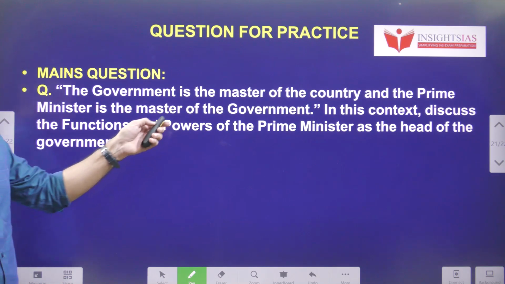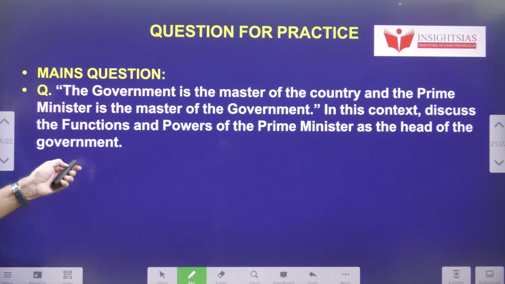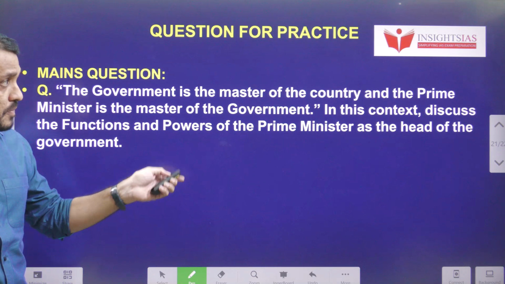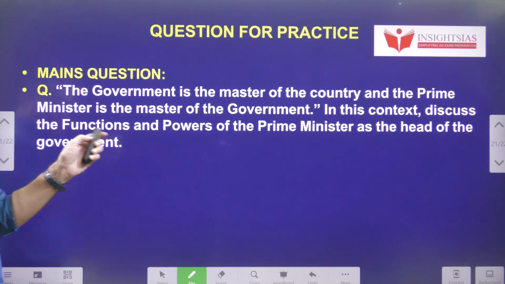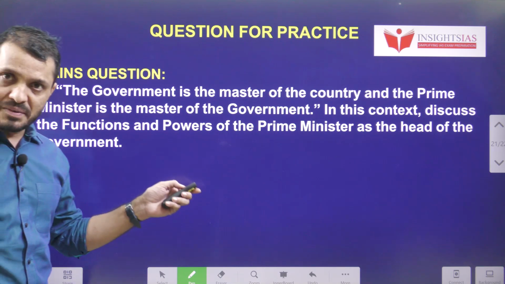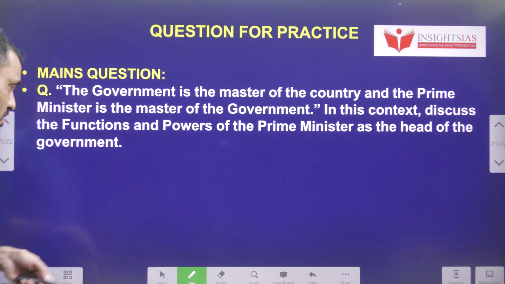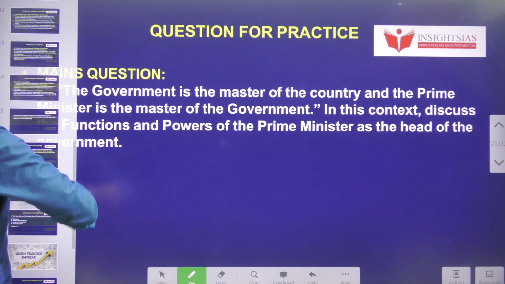Mains question. The government is the master of the country and the Prime Minister is the master of the government. In this context, discuss the functions and powers of the Prime Minister as the head of the government. What are the powers of the Prime Minister as the head of the government? Powers as well as the functions.